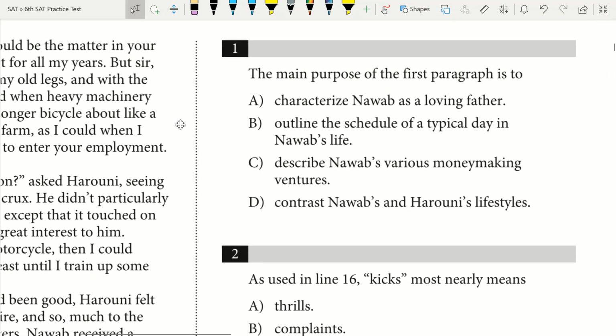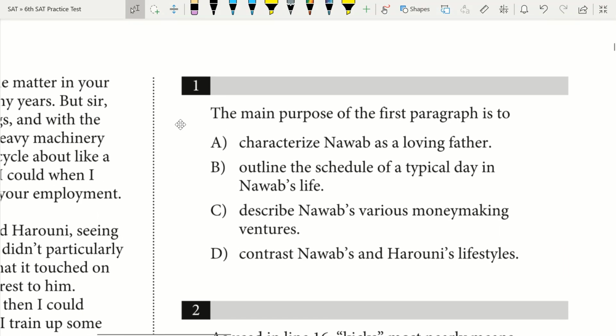Okay, now that I've read through the passage, I'll go ahead and get into my questions. All right, so we have the main purpose of the first paragraph is to what? Well, this is obviously a purpose question asking us to find the purpose of that first paragraph.